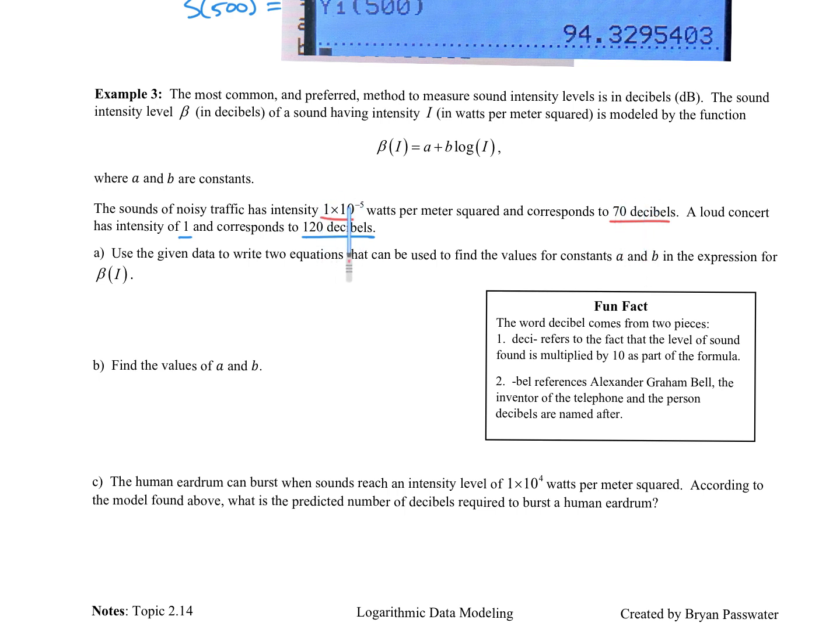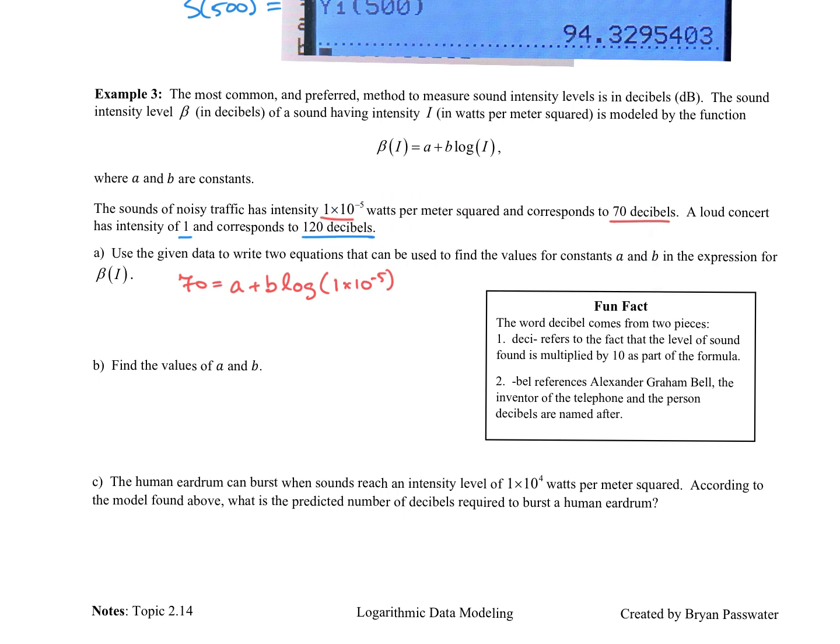1 times 10 to the negative 5th is my input, and then this is my output. This is my beta of I. All right, and so we're just going to substitute it in here. And so then, how do I write that equation? It would be 70 is equal to a plus b log of 1 times 10 to the negative fifth. All we're taking is our ordered pairs and substituting it in.